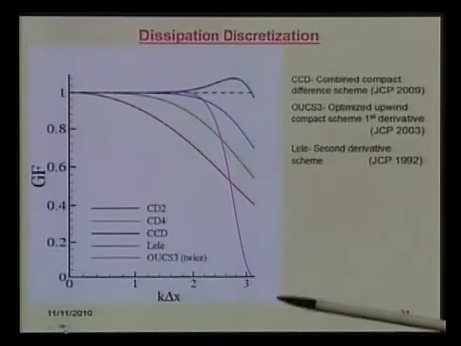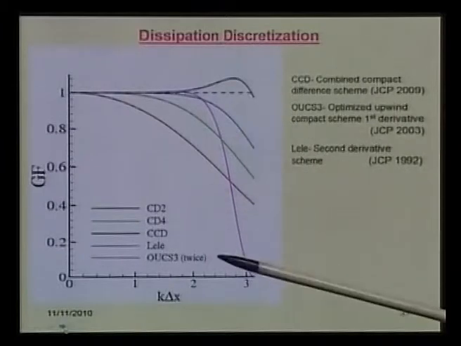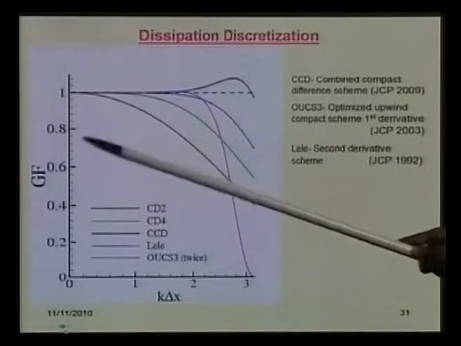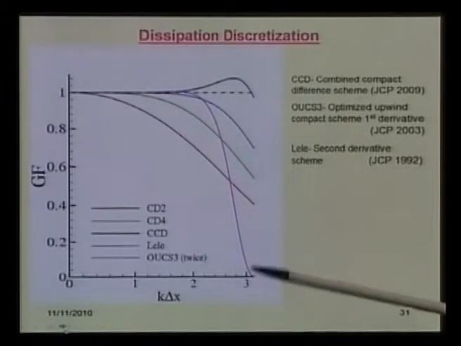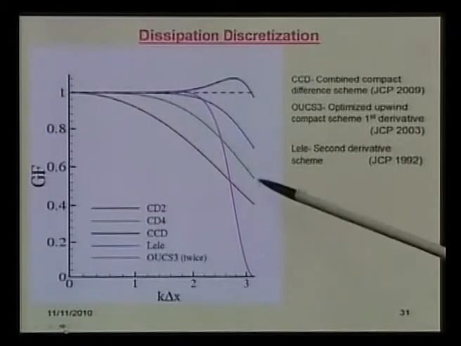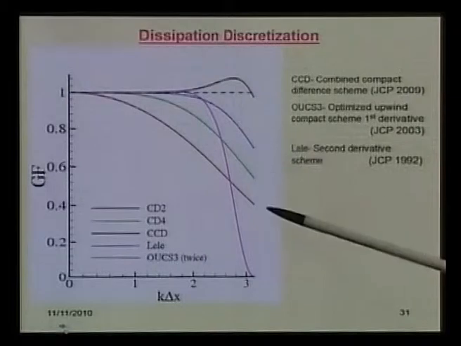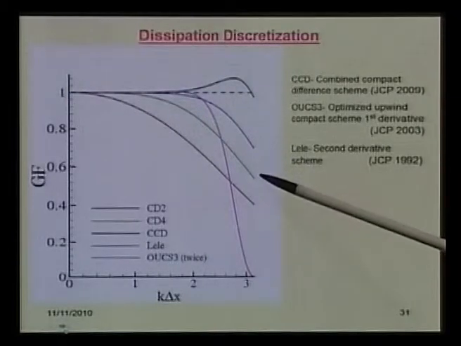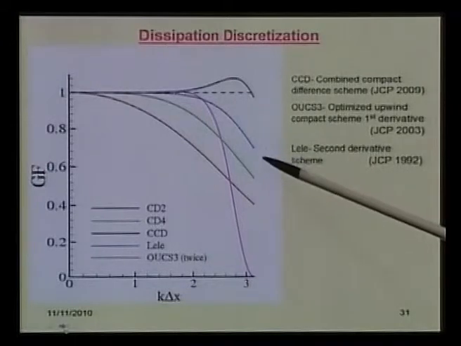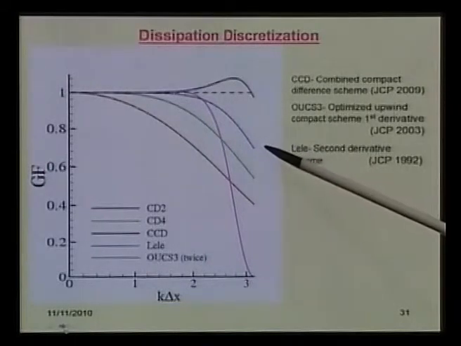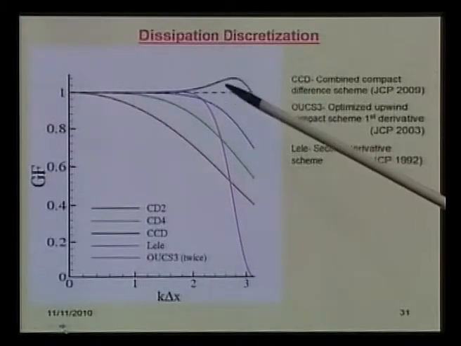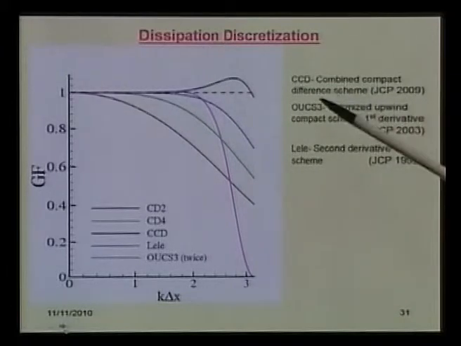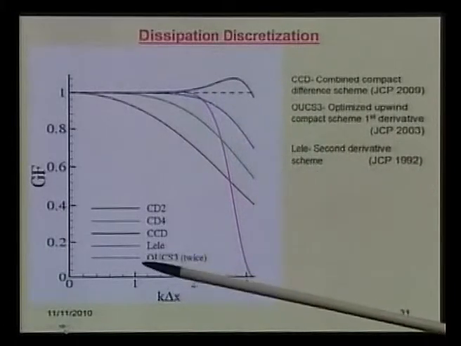This is a picture that tells you about how you discretize the dissipation term by various methods. If I take, let us say, a second order central difference scheme, at higher k I actually have a significant loss. It is about 0.4, so 60% loss of dissipation. This is your CD4. Then this is one of those high accuracy compact schemes proposed by Lele, and this is what we often use, which is called a combined compact difference scheme. We have been doing it for quite some time.